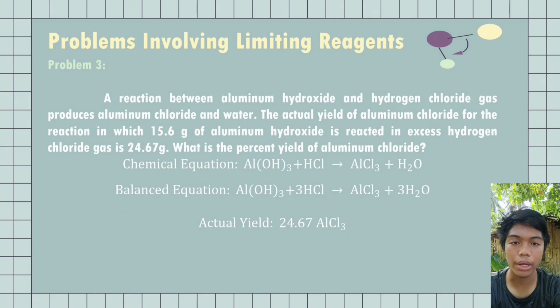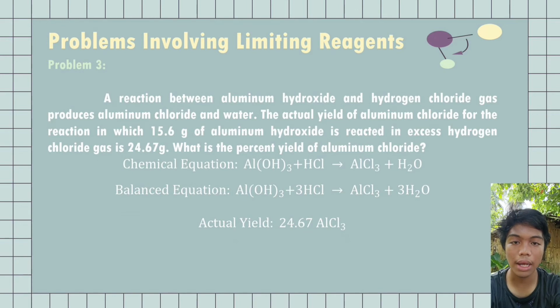For problem number 3, a reaction between aluminum hydroxide and hydrogen chloride gas produces aluminum chloride and water. The actual yield of aluminum chloride for this reaction, in which 15.6 grams of aluminum hydroxide is reacted in excess hydrogen chloride gas, is 24.67 grams. What is the percent yield of aluminum chloride for this reaction?